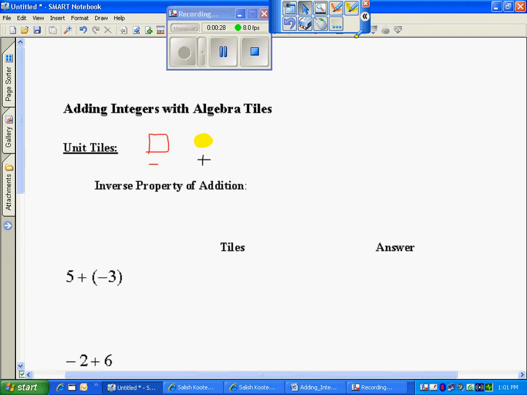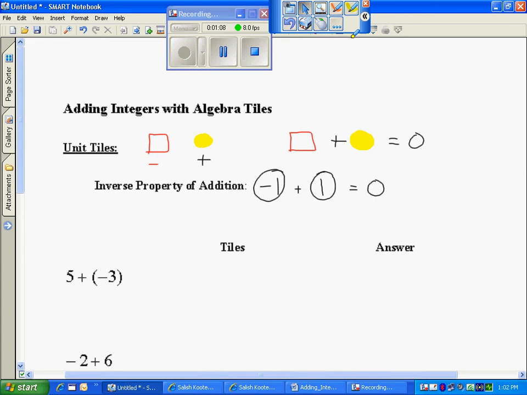What happens with these two tiles is that when I combine a red tile with a yellow tile, the sum of those is equal to 0. In other words, they cancel each other. We have a property named after this canceling called the inverse property of addition. It tells you that if you had -1 and you added +1, these two are opposites or inverses of each other, and they literally cancel each other out to make 0.